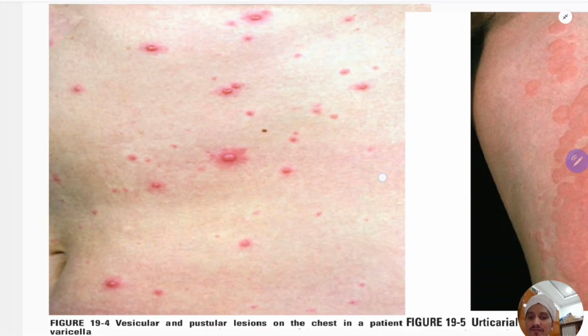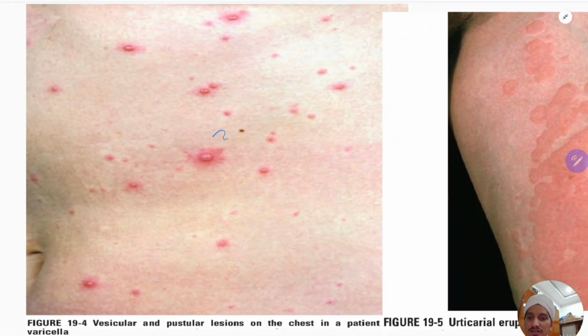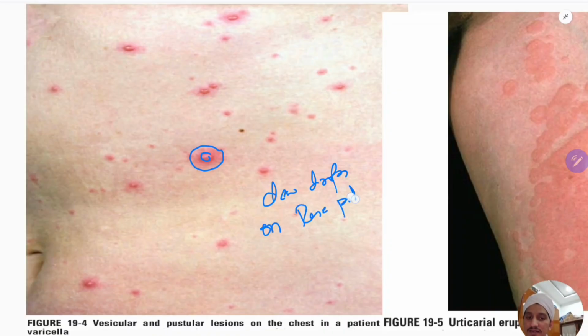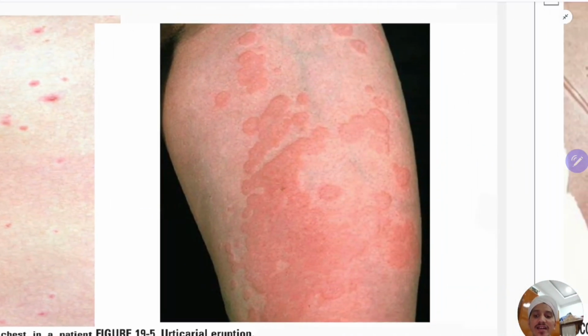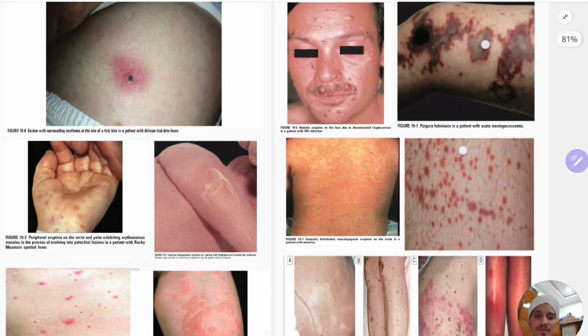Okay, and this is a vesicular rash. This is the vesicle and this is surrounded by erythema. So this is known as dew drops on rose petal appearance. This is seen in varicella, chickenpox or zoster also. In zoster it will be restricted to one dermatome or multiple dermatomes if the patient is immunocompromised, and in varicella it will have centripetal distribution. So this is an urticarial rash which is seen in an allergic patient, or in an anaphylactic patient with allergy.